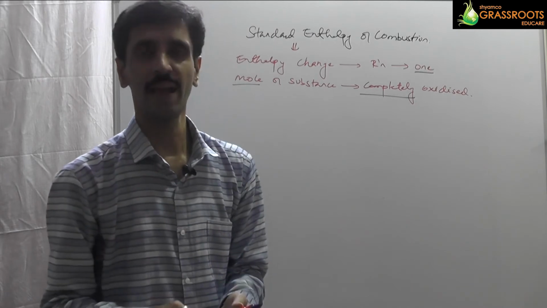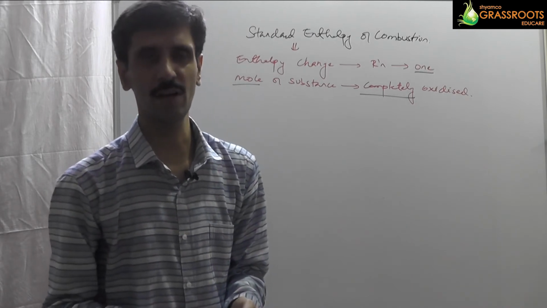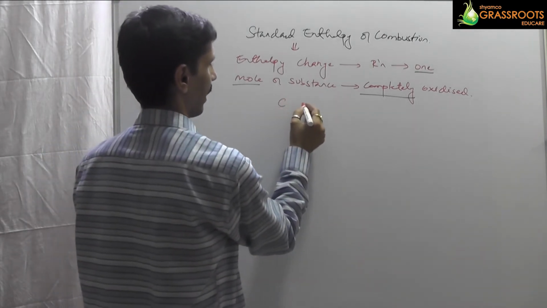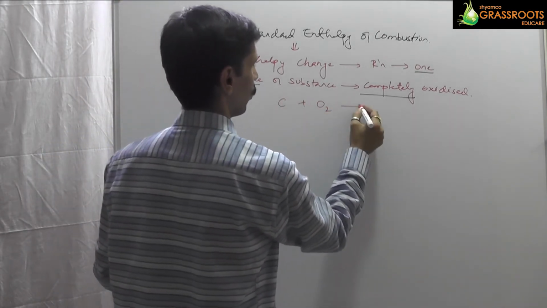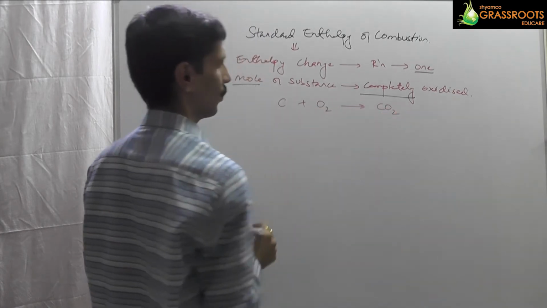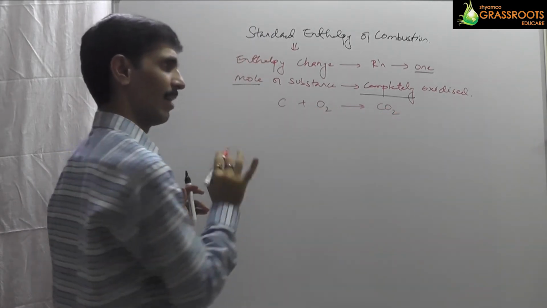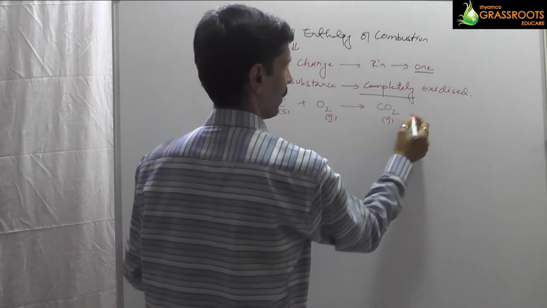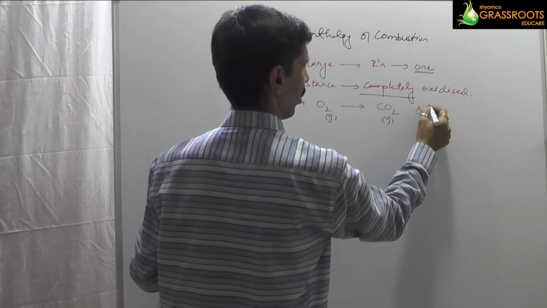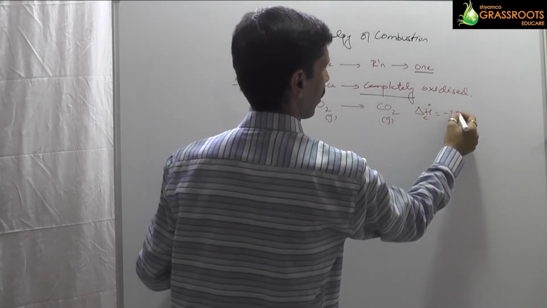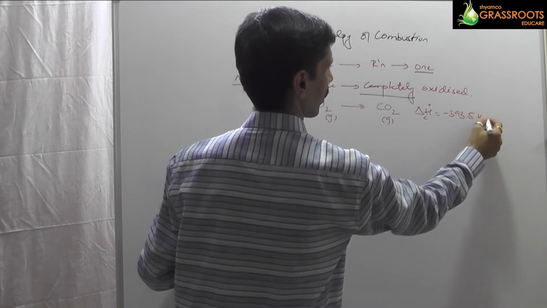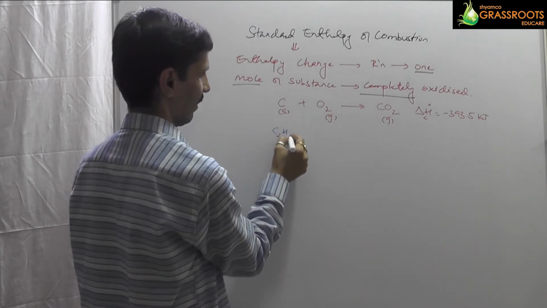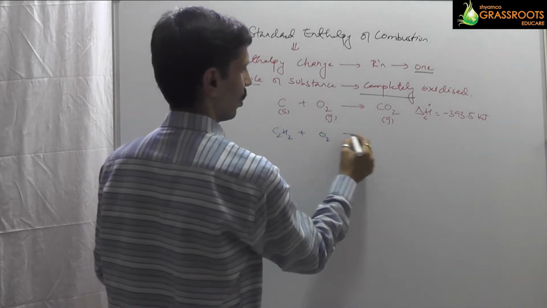ऑलराइट, मैं आपको एग्जांपल दे देता हूं सो इट बिकम्स वेरी इजी फॉर यू. आई कंसीडर C plus O2 and it's going to give you CO2. Okay, this is one reaction. Simple reaction है. इसमें हमें कोई बैलेंसिंग नहीं करना है. Delta H naught C will be equal to minus 393.5 kilojoules.